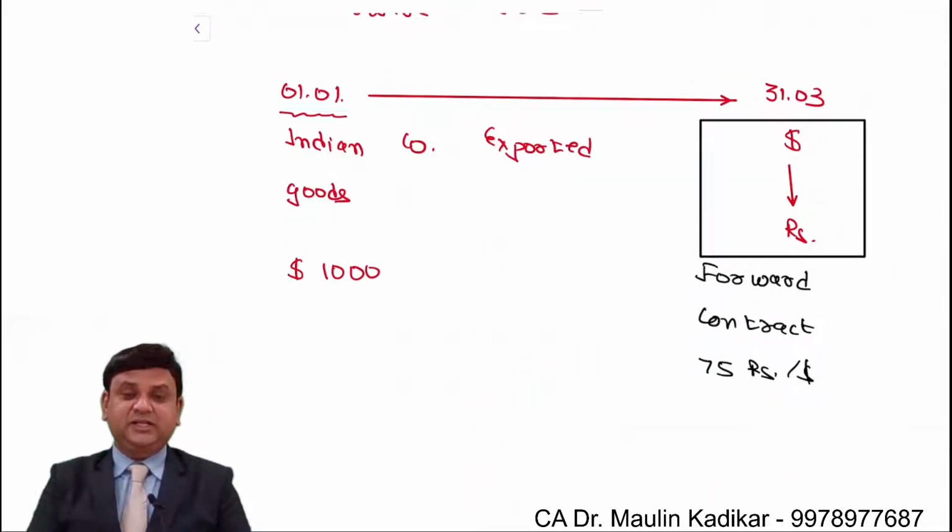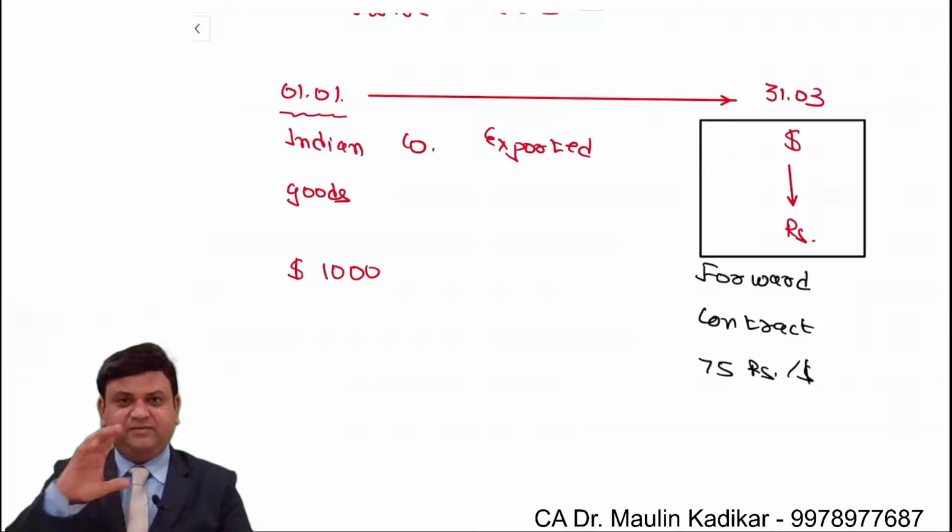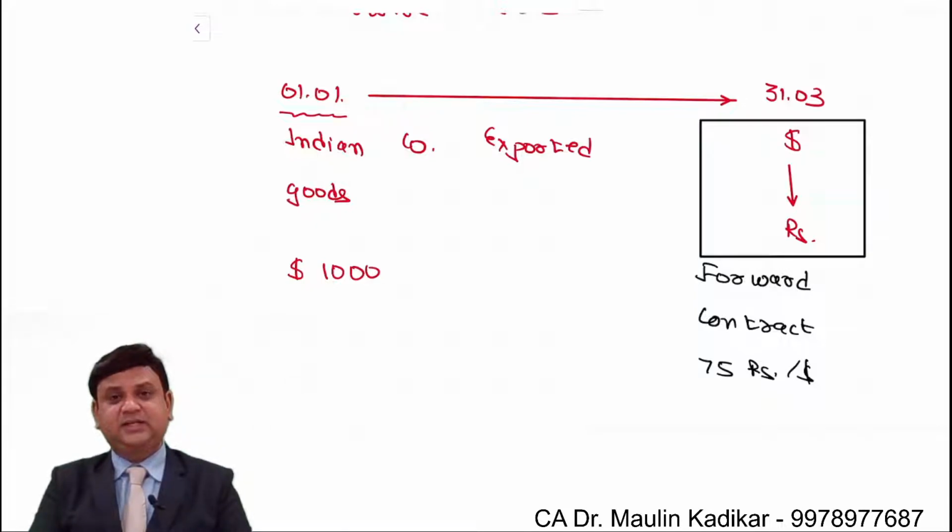If the exchange rate on that date is 74, 73, 70, even in that case you have an assurance that you will get exactly 75. And unfortunately, if the exchange rate is more than 75, let us say 76, 77, 78 or anything like that, then you have to sacrifice and convert at the rate of 75 only. This is what happens once you enter into the forward contract.